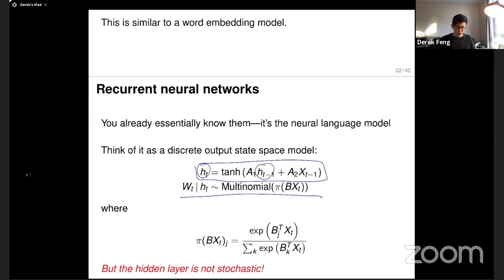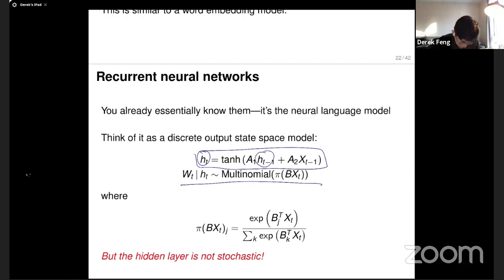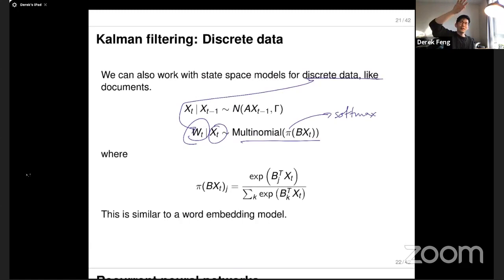So, okay, let's think about this, right? The X_t's correspond to the hidden variable that exists to create the word itself. And I'm saying my X_t's are related to each other. Then from my X_t's, I can create the word using this multinomial softmax procedure, right? That would be the Kalman filtering, the Gaussian hidden Markov model.